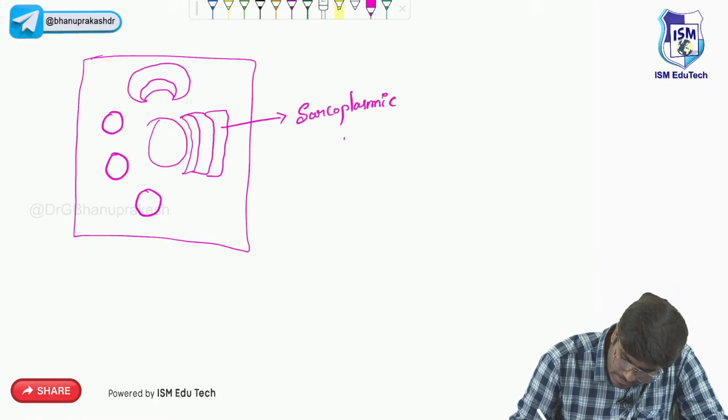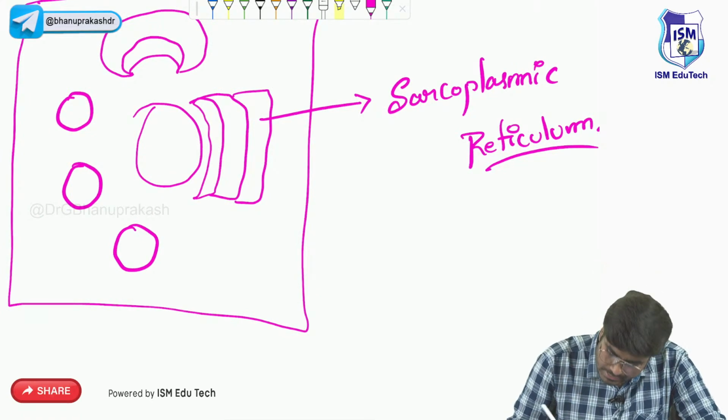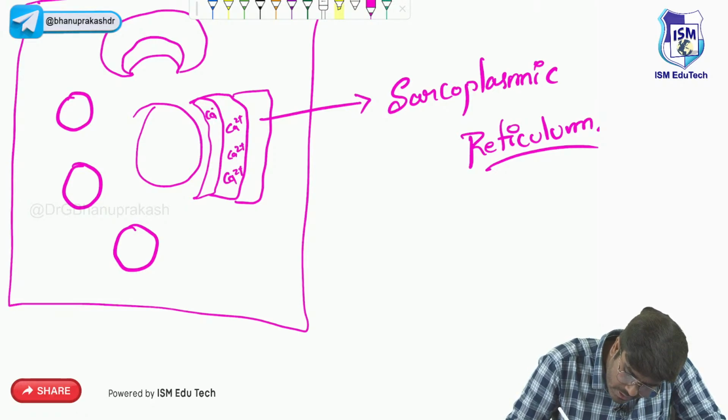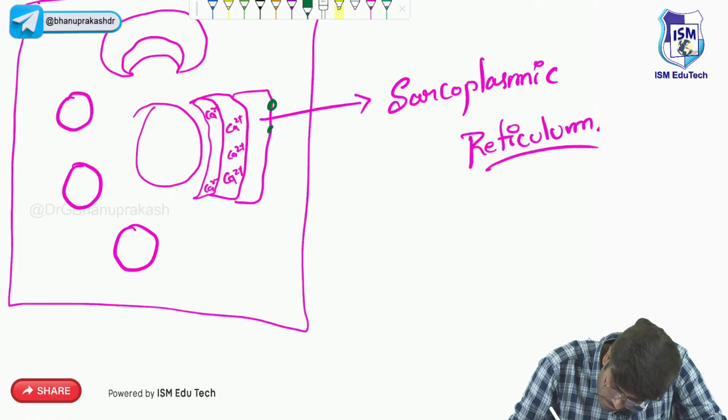Sarcoplasmic reticulum. Okay, now why are we discussing this here? Normally, trillions of calcium ions will be present inside the sarcoplasmic reticulum. There is a high concentration of calcium, but still, on this reticulum there are transporters present. What are these transporters, sir?